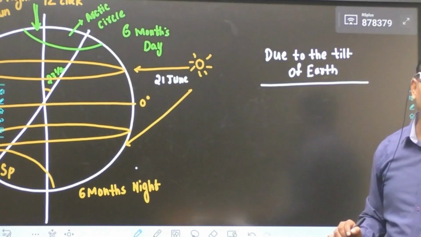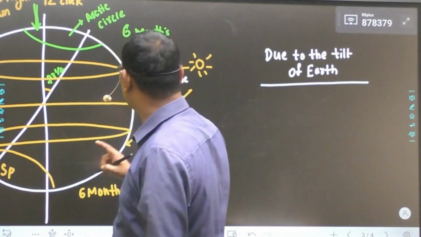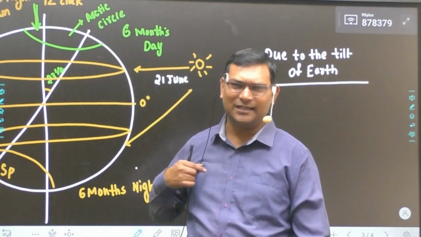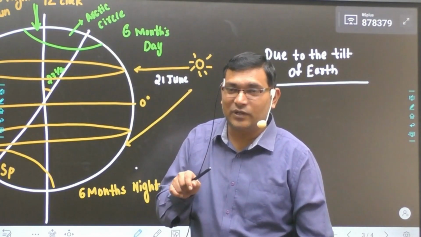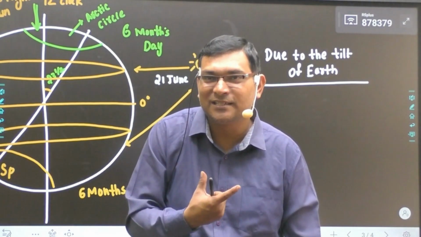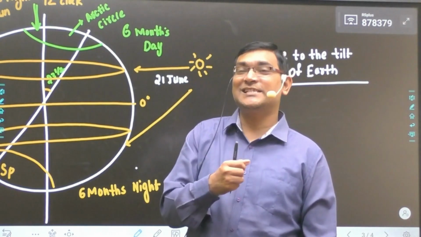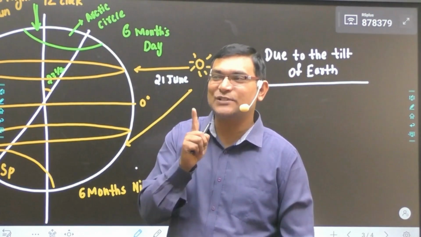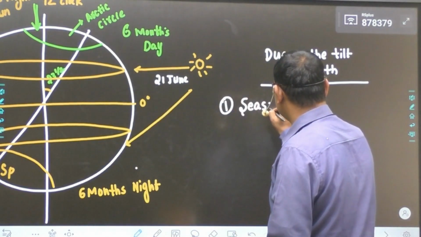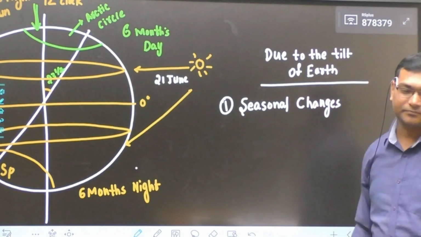So the first significance would be, just now I told you, on 21st June you are wearing very thin clothes, because it's summer. Now on 22nd December, what are you wearing? Sweaters. Yes or no? Woolen clothes. That means there is a seasonal change, winter. So due to the tilt of the Earth, the first relevance is that seasonal changes are taking place. Am I right? Yes or no?